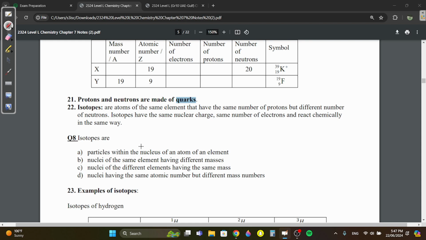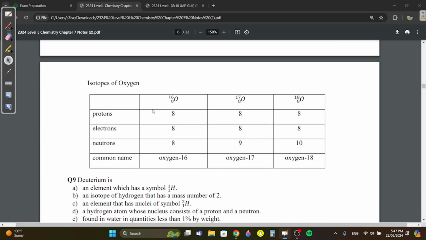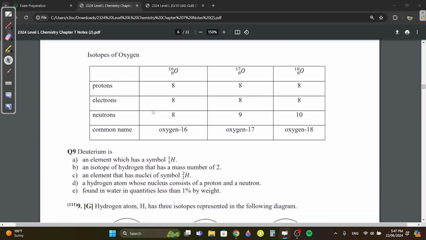Isotopes are particles within the nucleus of an atom. No. Nuclei of the same element but having different masses. Yes. Nuclei of a different element. No. Nuclei having the same atomic number but different mass number. Yes. These are the isotopes of. Do they ask a question about it? Okay, yeah, they do.